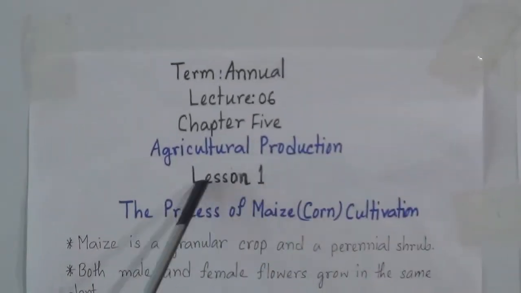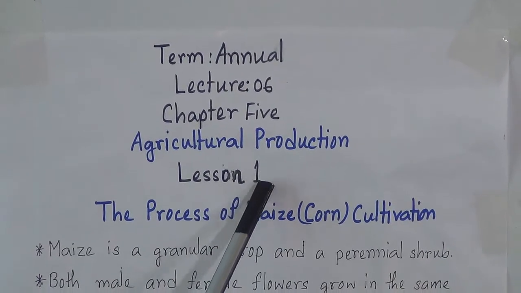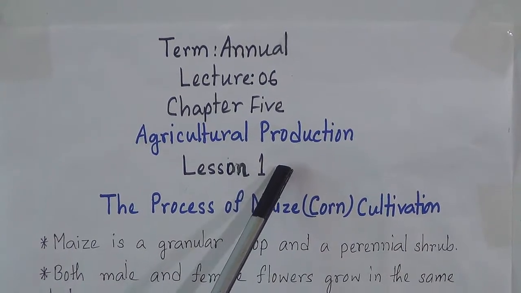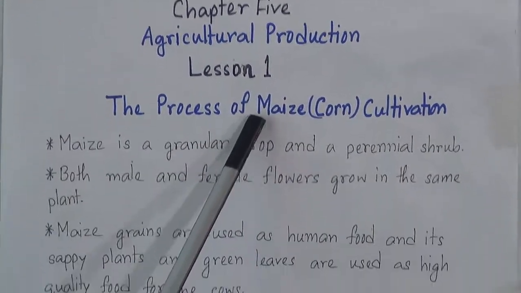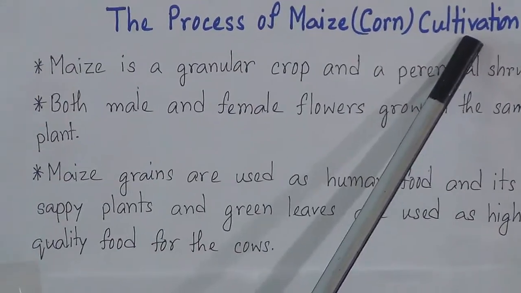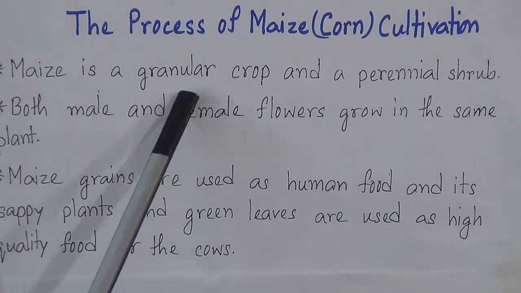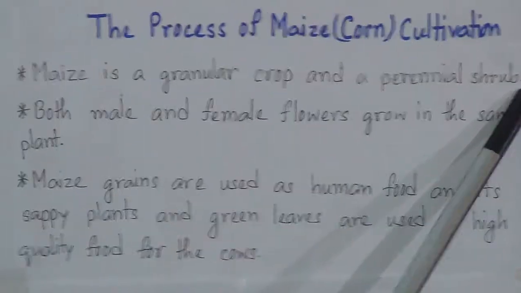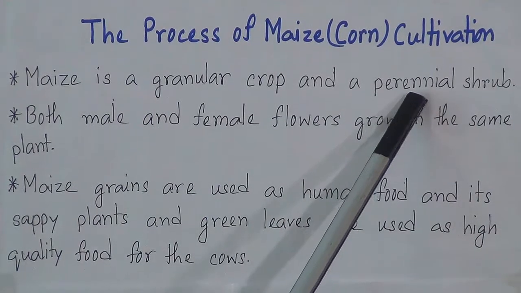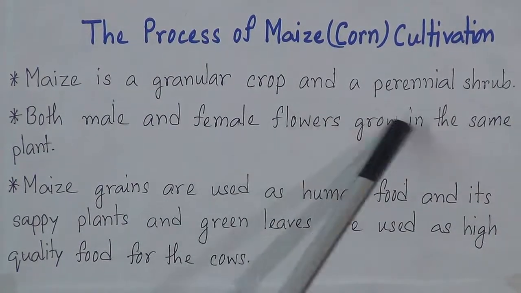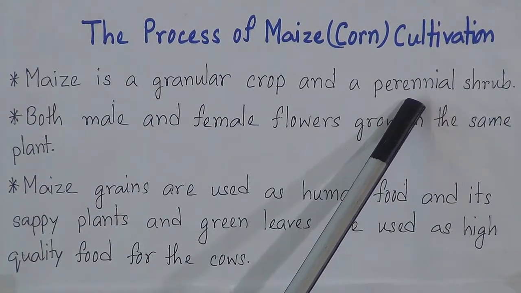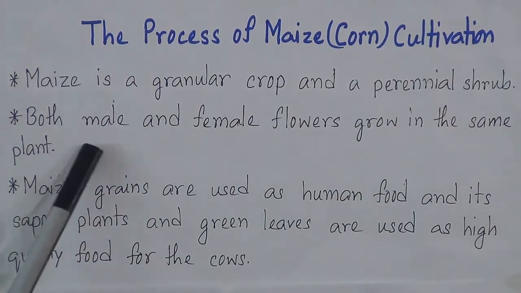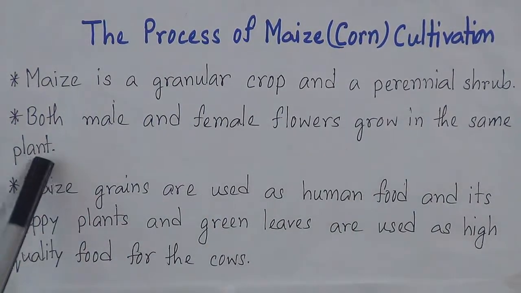So what do you understand by agricultural production? The production of crops, domestic animals, pets or fish, etc. And lesson 1 is about the process of maize or corn cultivation. So what is maize? Maize is a granular crop and a perennial shrub. Granular means we get grains from this crop, and perennial means a plant that is active throughout the year. That means we can cultivate this plant in two seasons in a year, and both male and female flowers grow in the same plant.